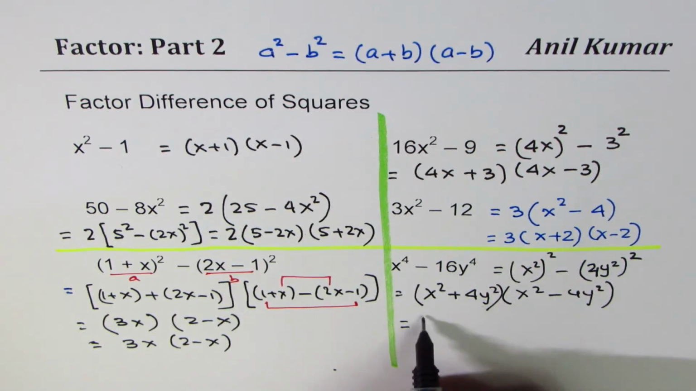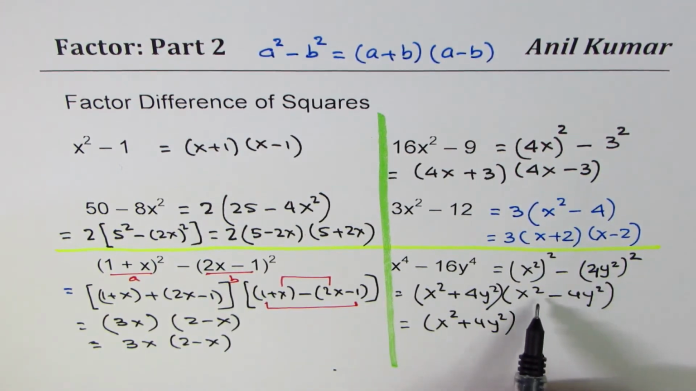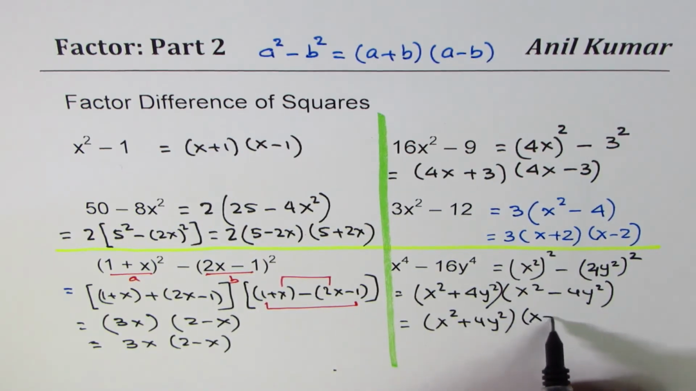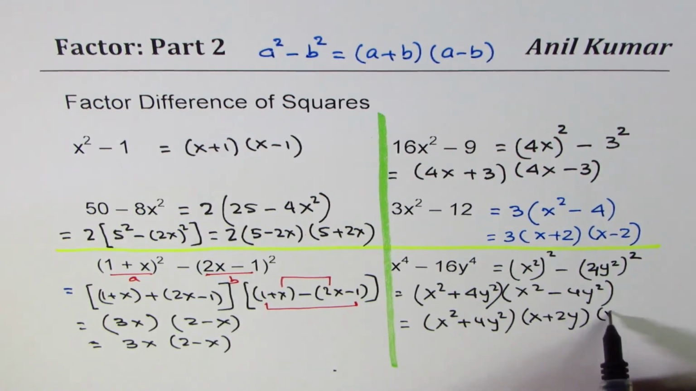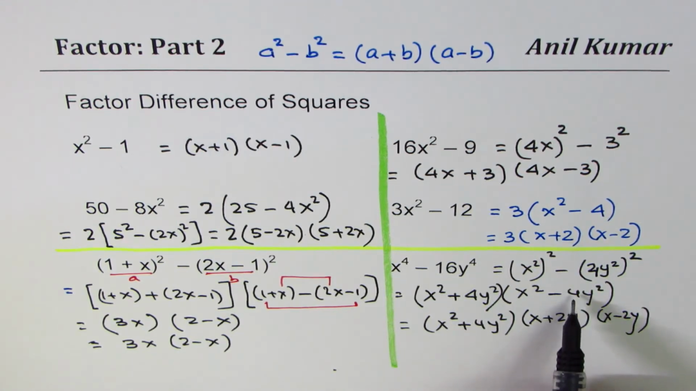Now the first term has a plus. It is not difference of squares, so we'll just copy it as such. However, this term can be further factored. 4 is 2 square, so x square minus 2y whole square could be written as x plus 2y times x minus 2y. Do you get it? I wanted to write 2 square here just to make it obvious, but I hope now it's clear. So that is completely factored. Now you cannot further factor it. That is what we mean by saying completely factored.